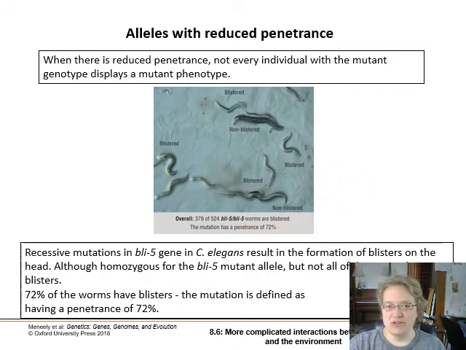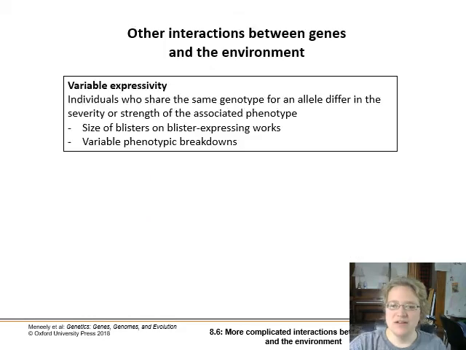That's sort of the on-off switch, whether or not it's shown at all in a particular individual. So penetrance is whether or not you show that mutant phenotype. Expressivity is how strongly that is shown. Are the blisters on our blister worms very small or very big, or how many are there, and various phenotypic breakdowns.